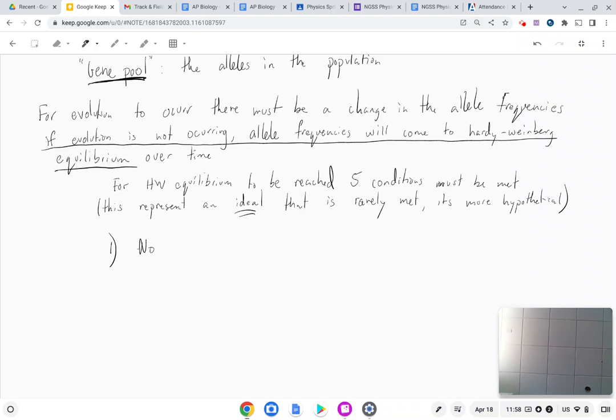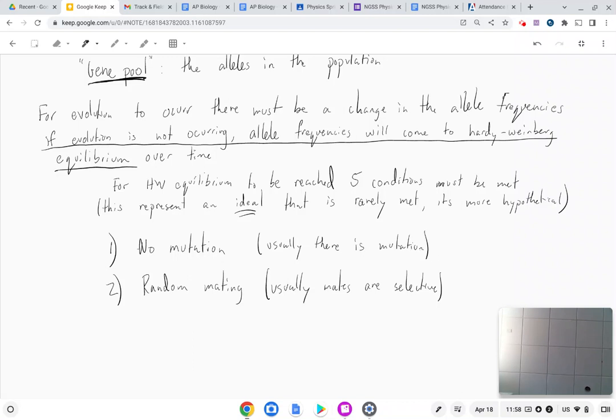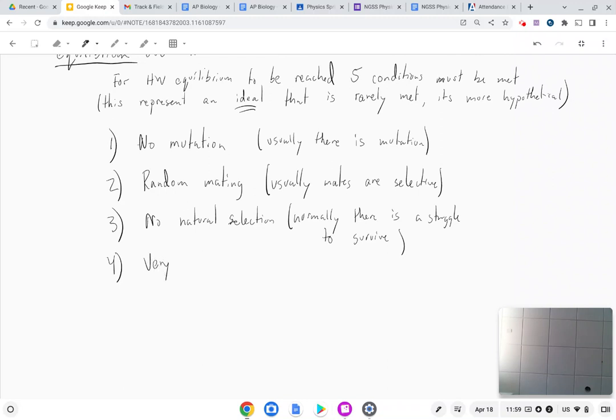In those idyllic conditions, there would be no mutation, which is pretty much never the case. There would be completely random mating. Usually mates are selective, so it's not usually random, right? And usually there is mutation. So I'm showing you that these are very idyllic conditions. Number 3, there's no natural selection. Well, normally there is natural selection. Normally there's a struggle to survive. Right? So, man, how do we ever meet these conditions? 4, you also have to have a very large sample size.